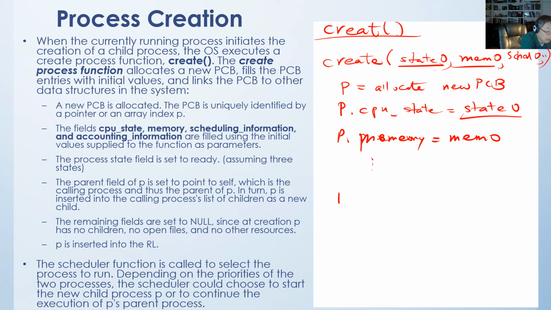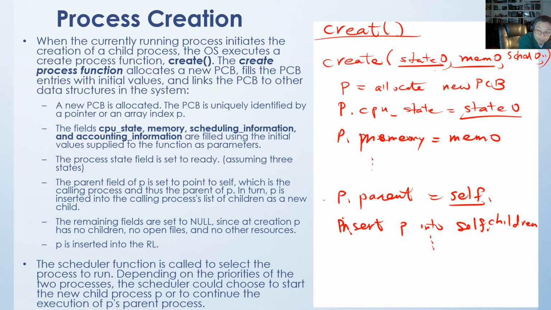There are lots of different things, including P dot parent. Now, if this is the initial process that's created, the parent is going to be the self, so there's actually no parent. And then you probably insert the new process into self dot children. And the last statement is to insert the process P into the ready list, making sure this process is ready, waiting in the ready list to fight for the CPU with the other processes. So this is how a process is created.